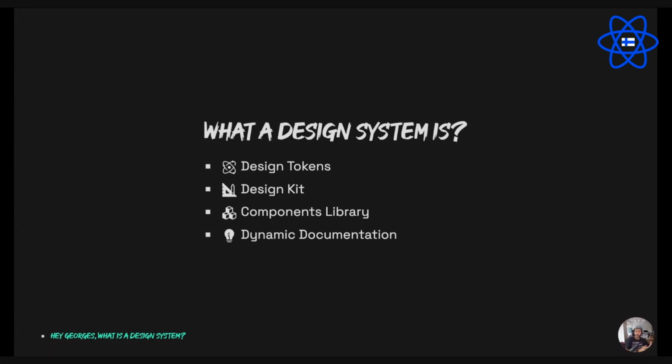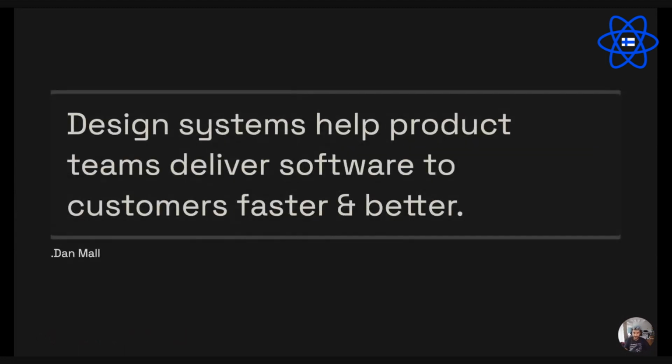So from a developer perspective, a design system is those four items: design tokens, design kit, components library, and a dynamic documentation. And this is your responsibility as developers to implement all of those four items. So the design system is firstly here to help your product team to build better software for your customers, but it's also a big tool that we use internally to help the communication between product teams, developers, and designers.